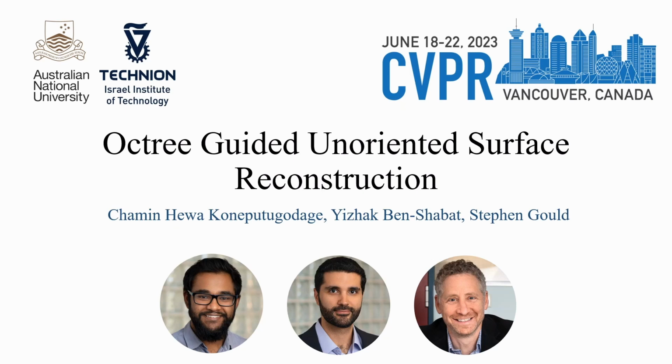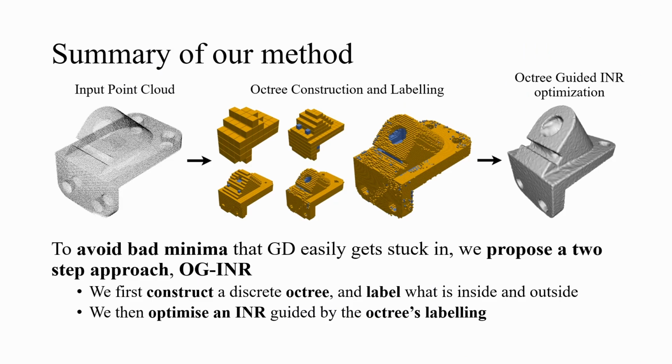We present our work, Octree-guided unoriented surface reconstruction. We address the problem of surface reconstruction from unoriented point clouds using implicit neural representations, or INRs. In order to avoid bad local minima which gradient descent easily gets stuck in for this task, we propose a two-step approach, OG-INR, where we first construct a discrete octree and label what is inside or outside, and then optimize an INR guided by the octree's labeling.